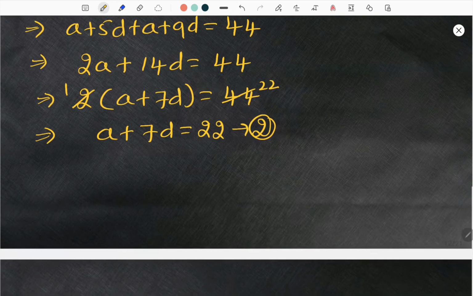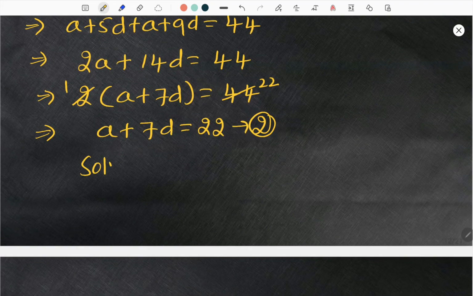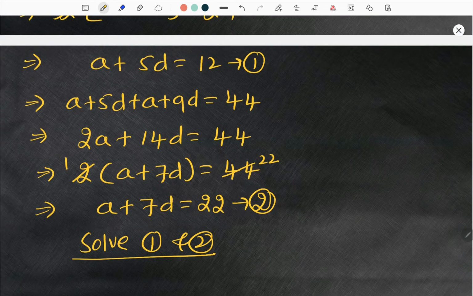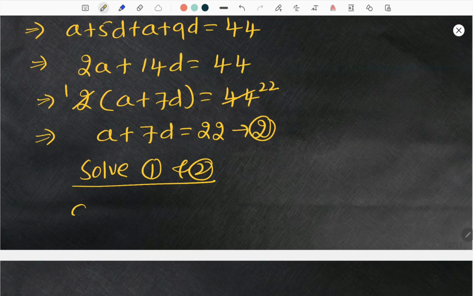Alright, now I am going to solve both these equations, that is, solve 1 and 2. So what is the first equation? The first equation is a plus 5d is equal to 12. Here it is, a plus 5d is equal to 12.